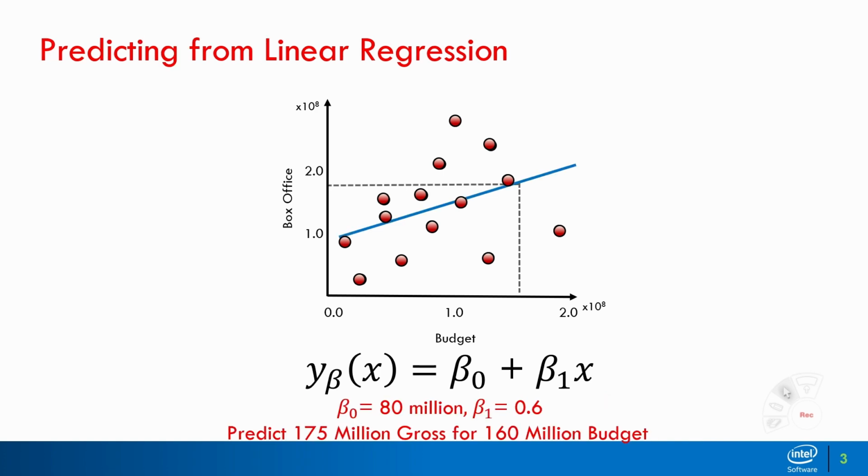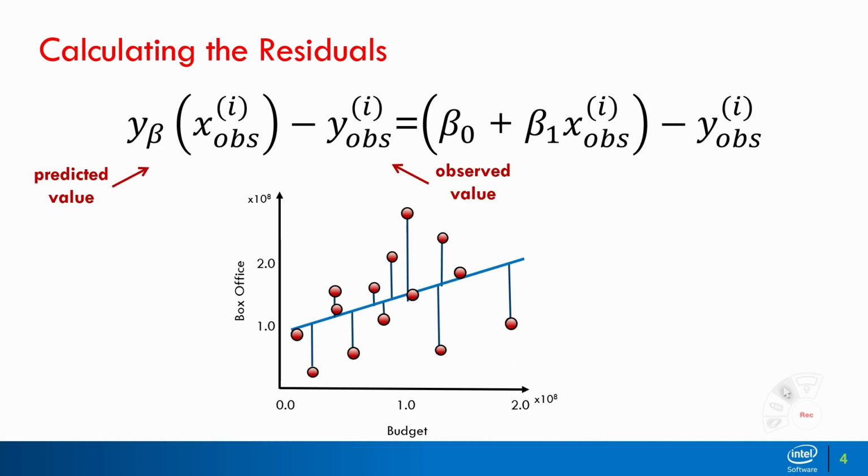Suppose this blue line is the best line where beta 0 is 80 million and beta 1 is 0.6. With this line, we can predict the box office revenue for a new movie. If our budget is 160 million, we can earn 175 million in revenue. Let's calculate how accurate it is.